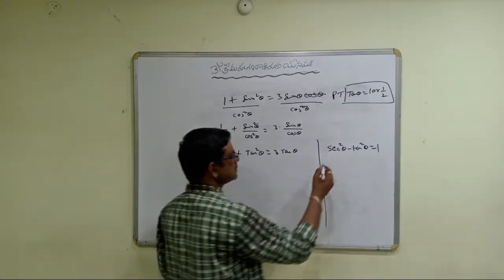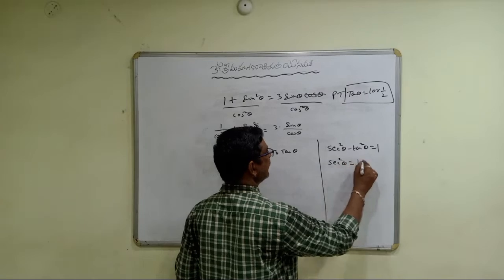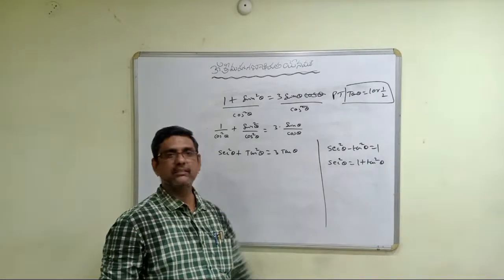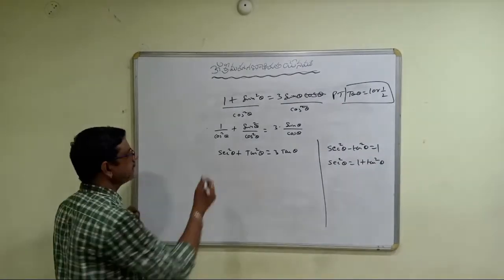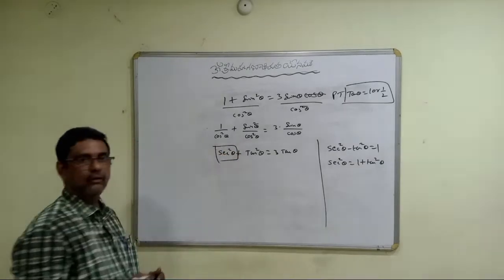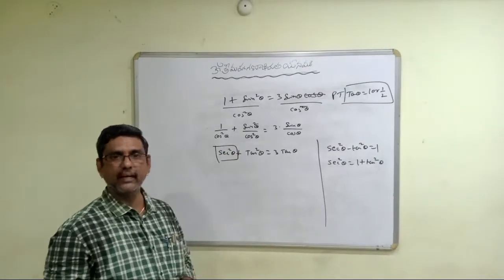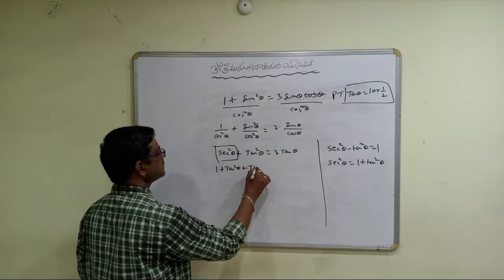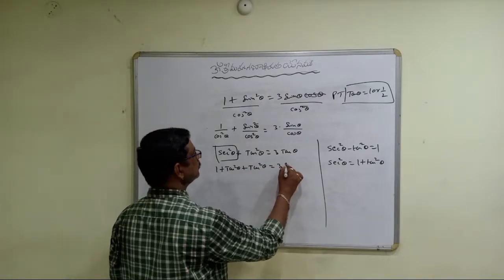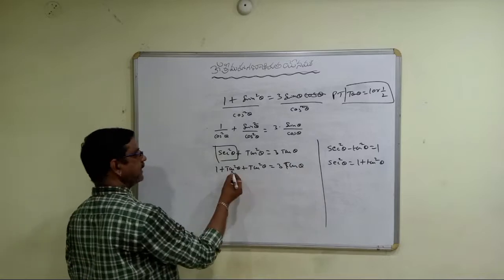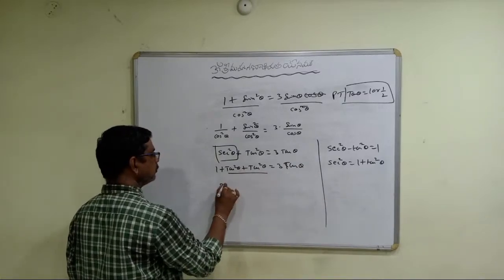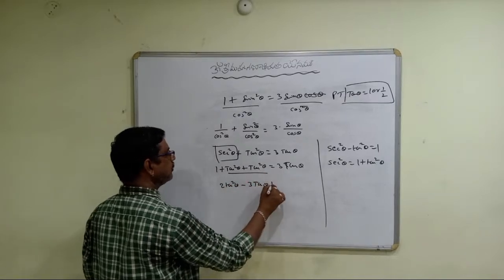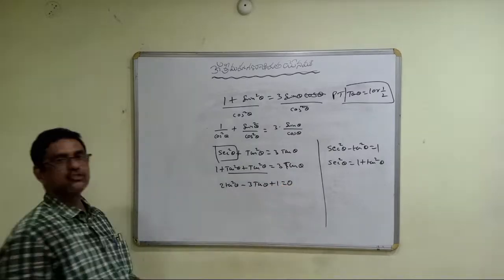So from this I can write secant square theta as 1 plus tan square theta. Here, can I change it in terms of tan theta? Yes. So 1 plus tan square theta plus tan square theta is equal to 3 tan theta. So total, this becomes 2 tan square theta minus 3 tan theta plus 1 is equal to 0.